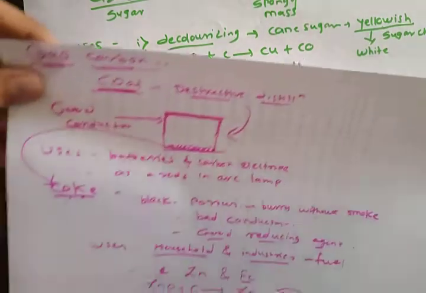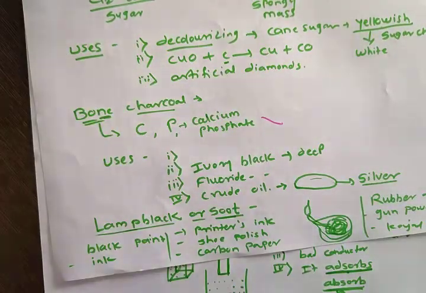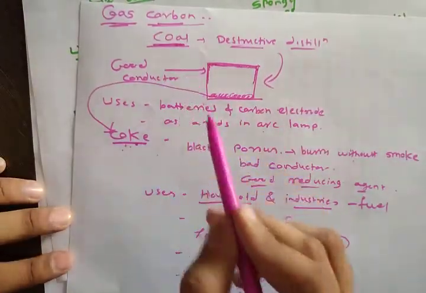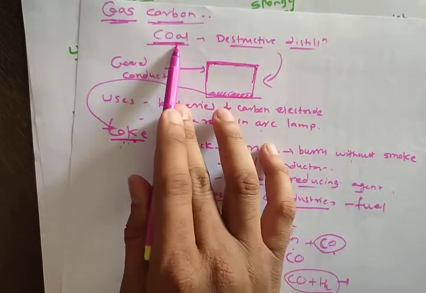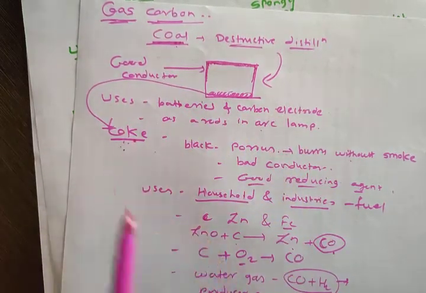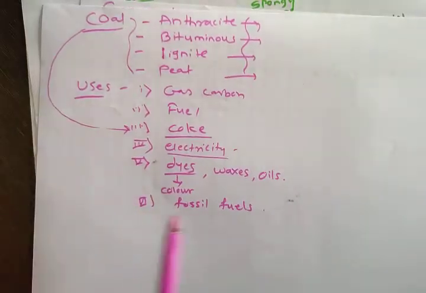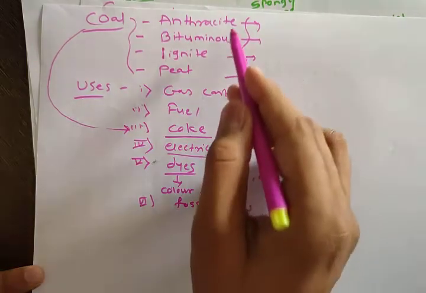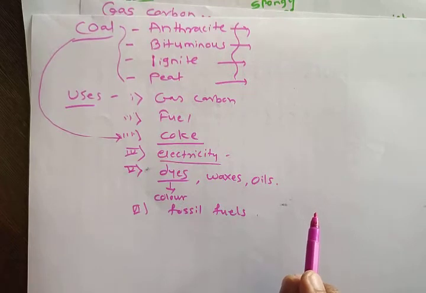Then we studied gas carbon. We have seen gas carbon is produced by the destructive distillation of coal, and by destructive distillation of coal we also obtain coke. So these are the different amorphous forms of carbon. And then finally we saw coal, the types of coal and the uses of coal. So this is the second part of this chapter.